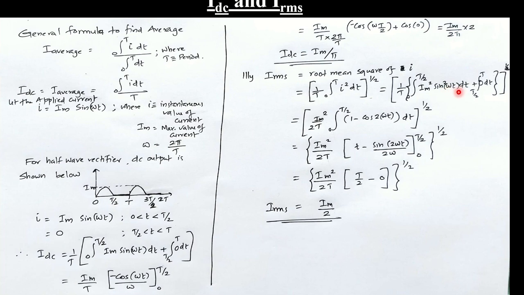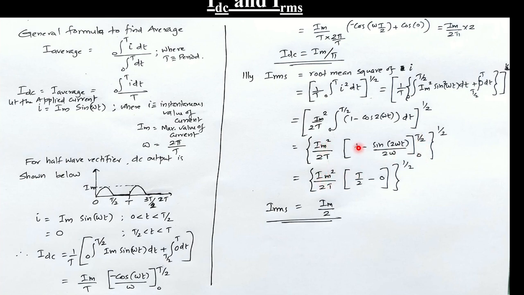To integrate sin square, I am making a substitution that sin square omega t is equal to 1 minus cos 2 omega t by 2. So sin square theta is 1 minus cos 2 theta by 2. That 2 I am taking outside, so what remains is the integral of 1 minus cos 2 omega t dt, all raised to half. Now I am going to integrate it. So Im square by 2T, the integral of 1 dt is t, minus the integral of cos 2 omega t, which is sin 2 omega t by 2 omega, and the integration limits are from 0 to T by 2.